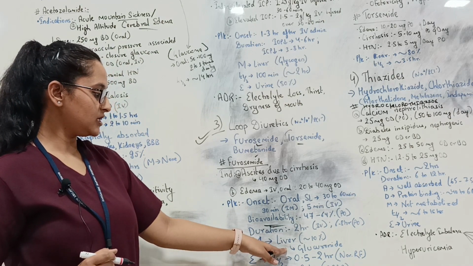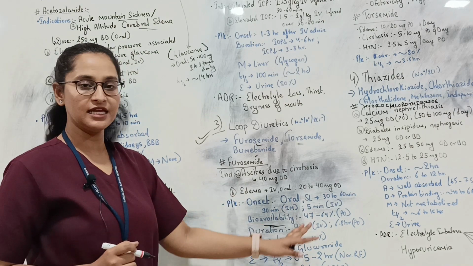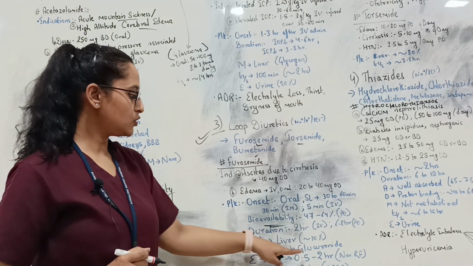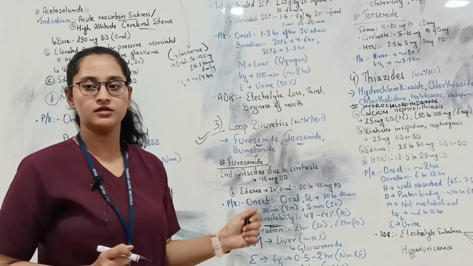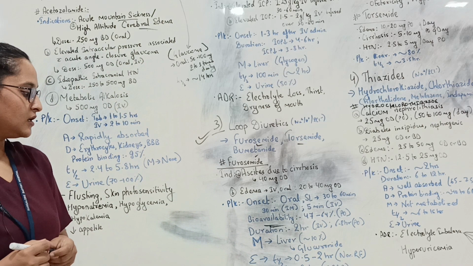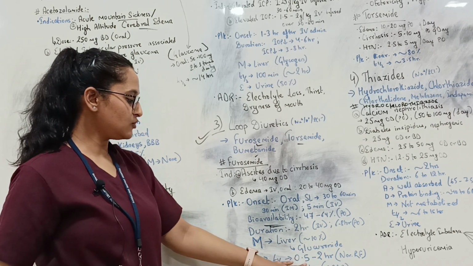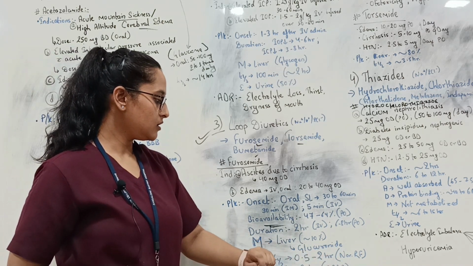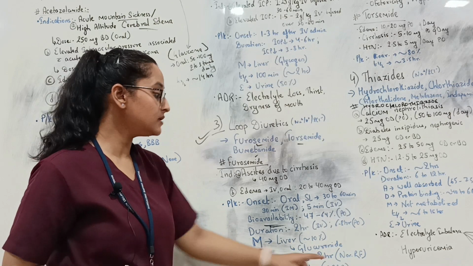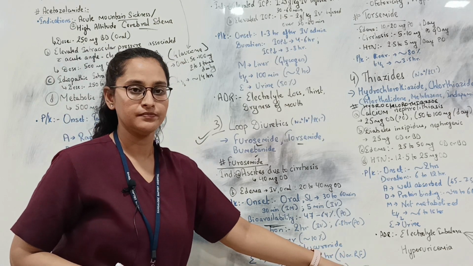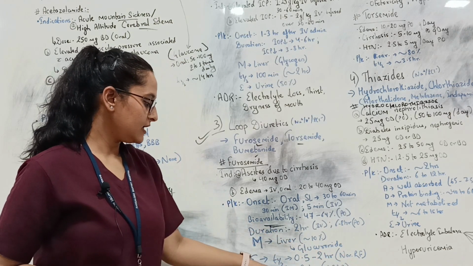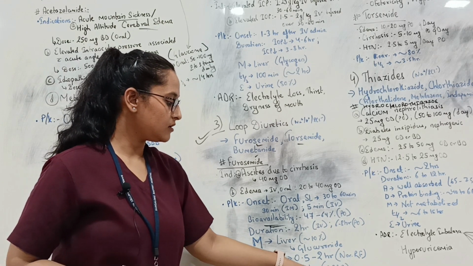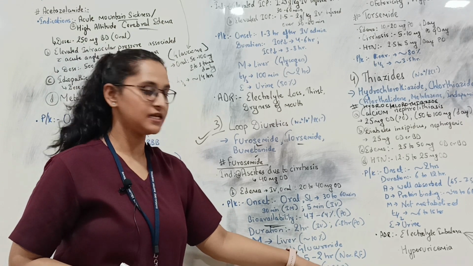Furosemide is metabolized through the liver, approximately 10%, and glucuronide is the metabolite. The action is still unknown. The T half life is 0.5 to 2 hours in non-renal failure conditions, and 9 hours in ESRD, end stage renal disease.